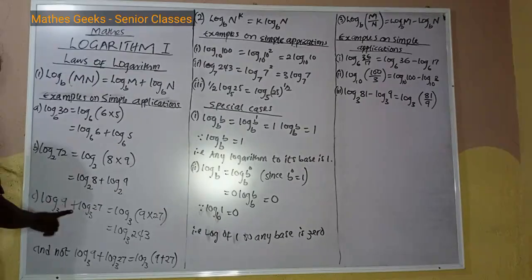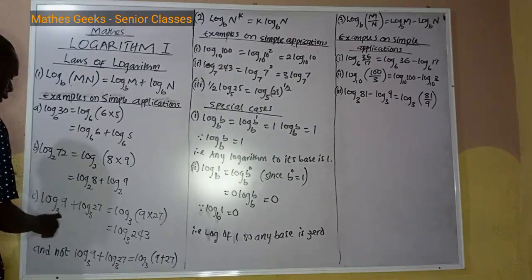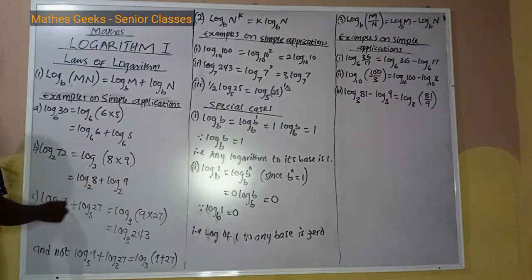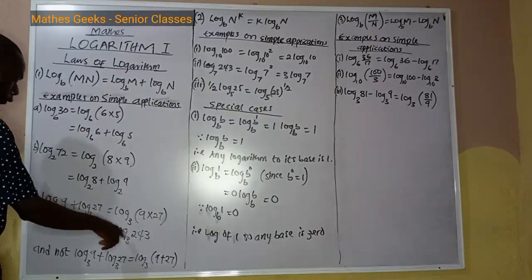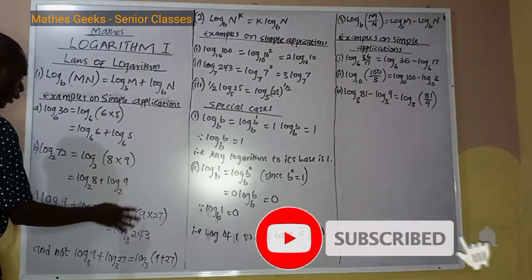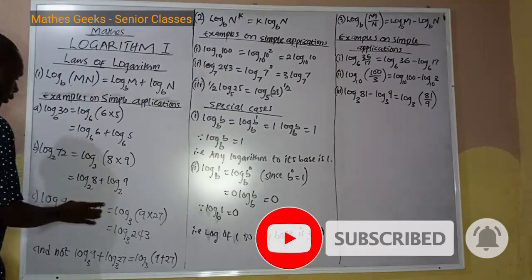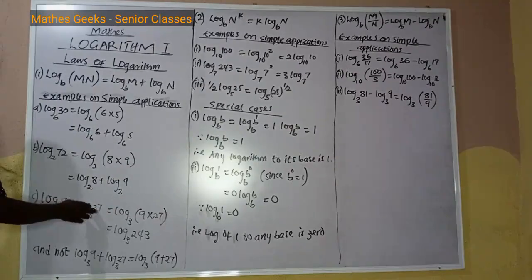So now that you have addition on this side, it will be log of 9 times 27. The values inside the logs will multiply themselves to give you the total value. So to simplify this, you need to multiply 9 times 27 to the base 3.